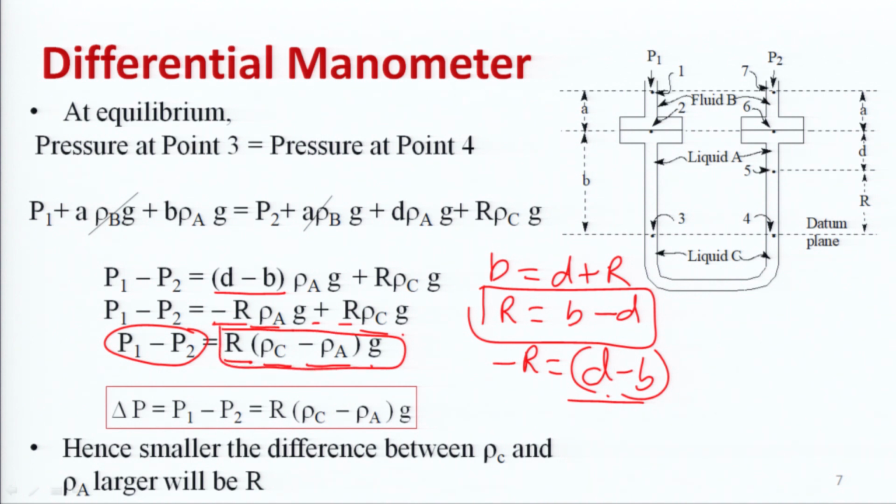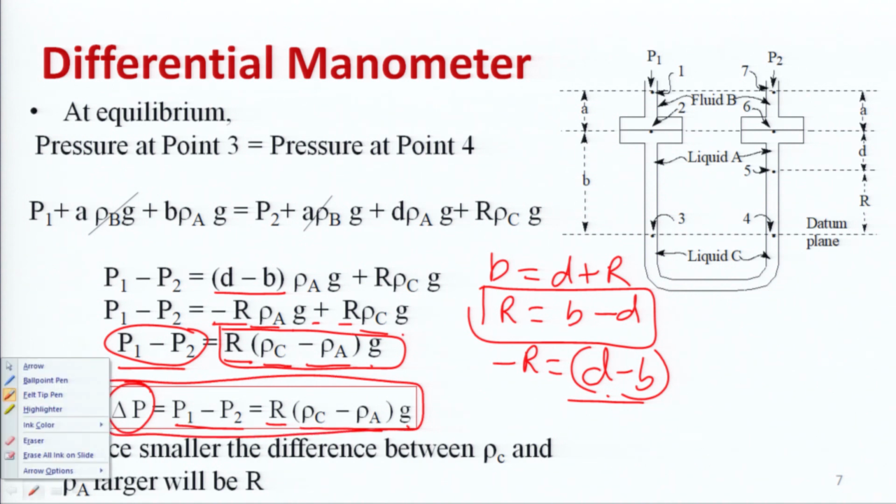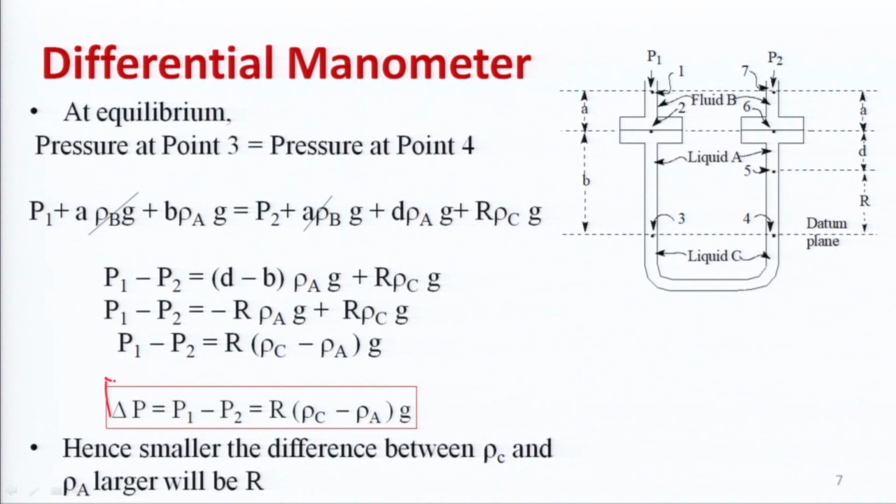Finally, this P1 minus P2 we can write as delta P, that is change in pressure. P1 minus P2 is equal to R (rho C minus rho A) into g. So, this is the final equation for pressure measurement with the help of a differential manometer.